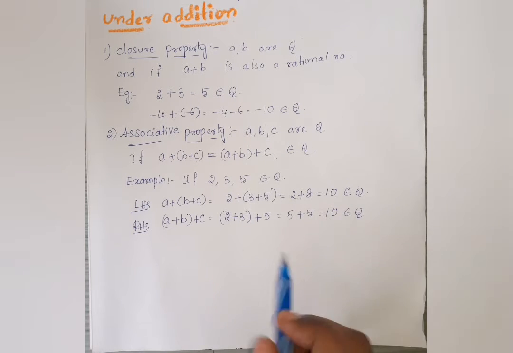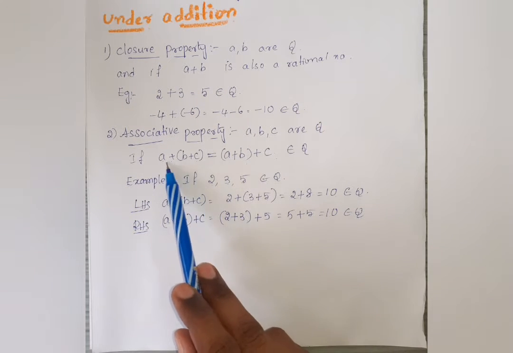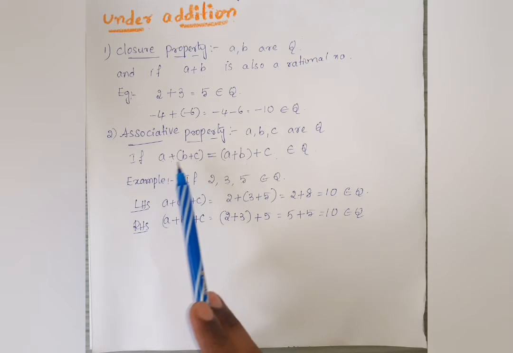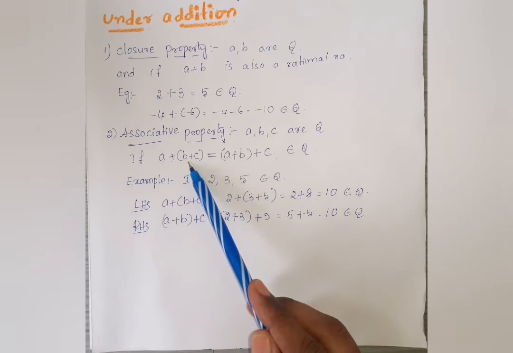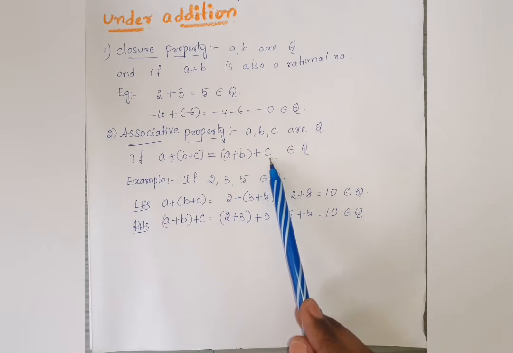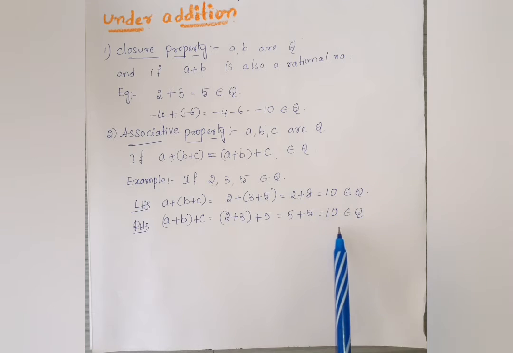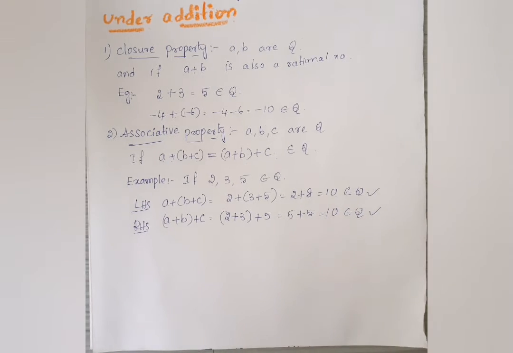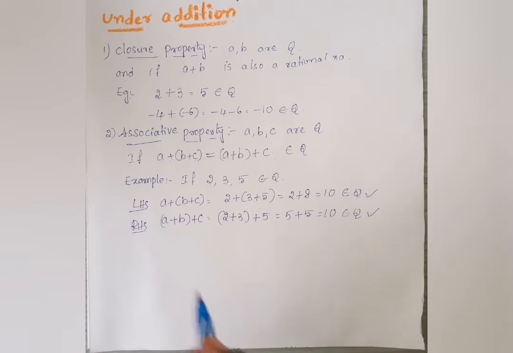See here, this associative property has a plus (b plus c) and (a plus b) and then plus c. So if you first add the last two numbers and then add the first number, or add the first two numbers and then add the last number, the answer will remain the same. There will be no change in the answer. This property shows that however you add the rational numbers, the sum will be the same. So we can say that rational numbers are associative under addition.